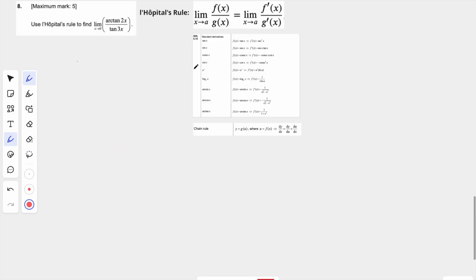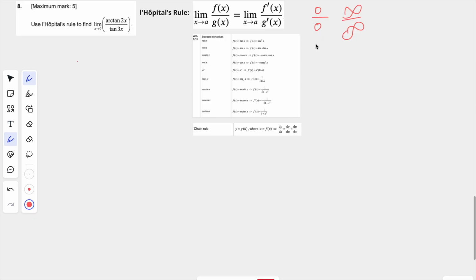Let's move to question 8. This question is a calculus-related question and asks us to use L'Hopital's rule to determine the value of arctan 2x over tan 3x as x approaches 0. In case you have forgotten, L'Hopital's rule is a calculus method for evaluating limits of indeterminate forms like 0 over 0 or infinity over infinity by taking the derivatives of the numerator and denominator and simplifying the limit problem.